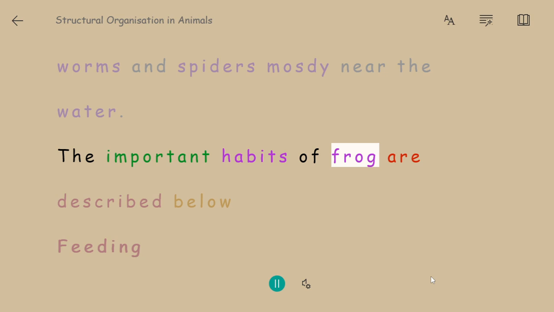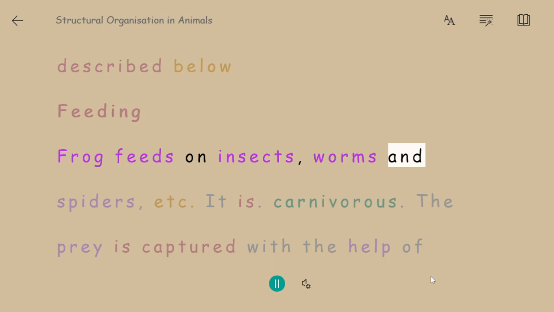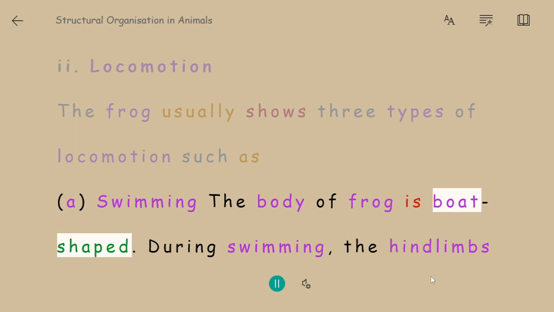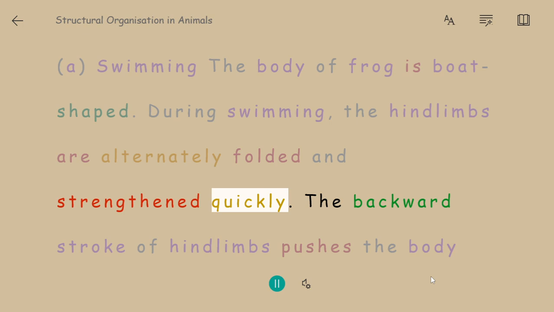1. Feeding. Frog feeds on insects, worms and spiders, etc. It is carnivorous. The prey is captured with the help of tongue. 2. Locomotion. The frog usually shows 3 types of locomotion, such as A. Swimming. The body of frog is boat-shaped. During swimming, the hind limbs are alternately folded and stretched quickly. The backward stroke of hind limbs pushes the body forward and thus, the animal swims.